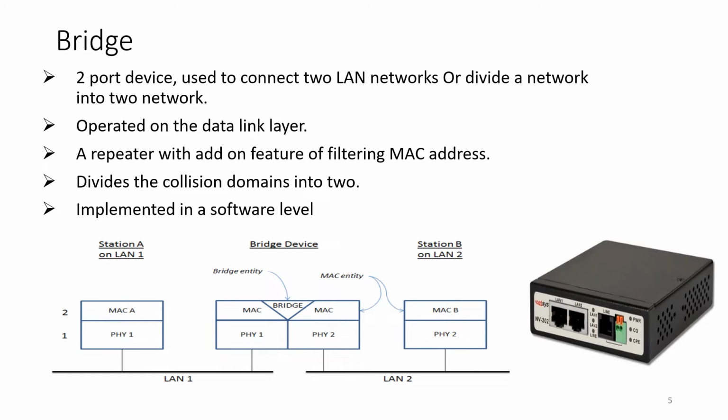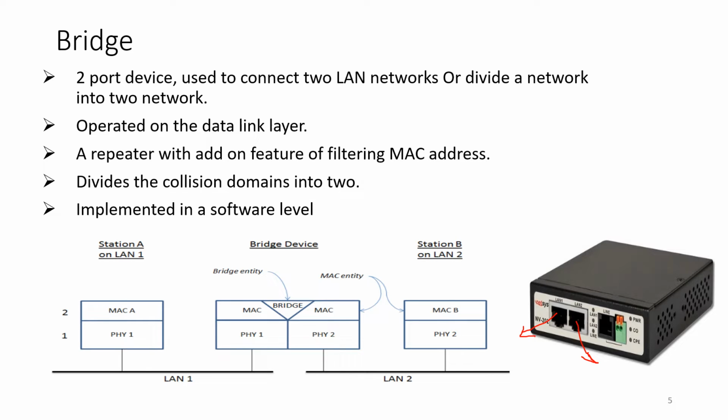The third device is the bridge. As the name suggests, it bridges two LAN networks. The main feature is that it is a two-port device. We have two ports; here you see this is one port and this is another port. So the bridge is basically used to divide two LAN networks, or to connect two LAN networks.